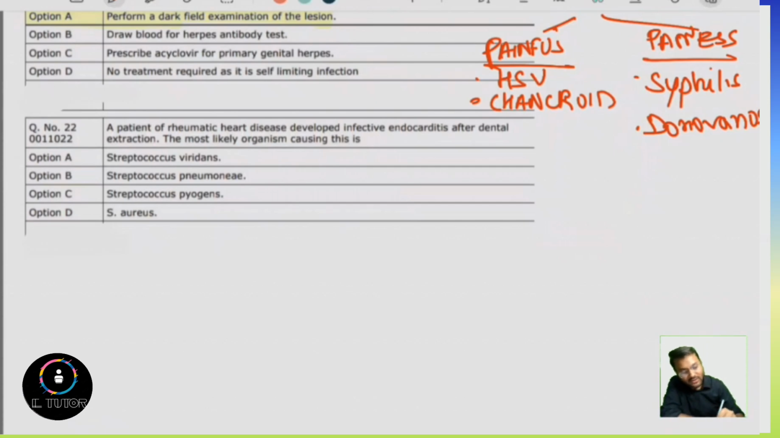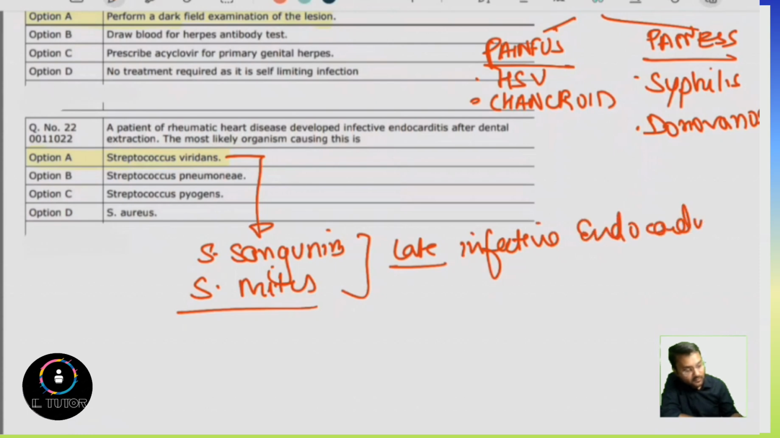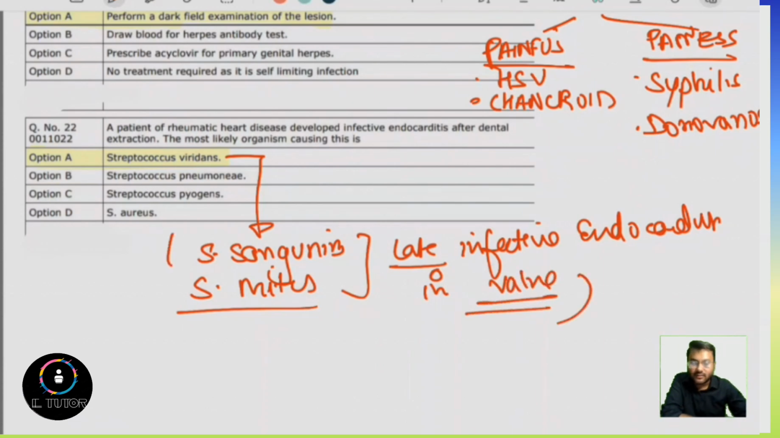So among the given options, after tooth extraction, Streptococcus viridans will lead to infective endocarditis, and among Streptococcus viridans, Streptococcus sanguinis and Streptococcus mitis are there, which are the common cause for late infective endocarditis in valve. So the answer here will be Streptococcus viridans.